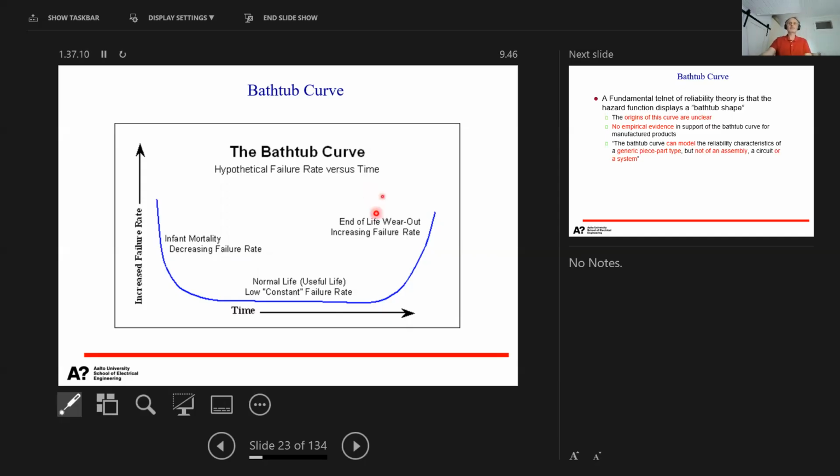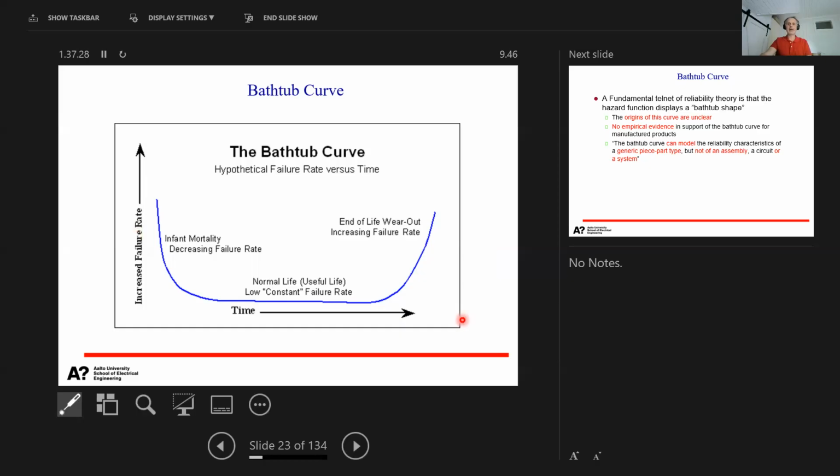So the bathtub curve is, well, what do we have? In the y-axis, we have failure rate, meaning how many failures per unit time, and in the x-axis we have the time.